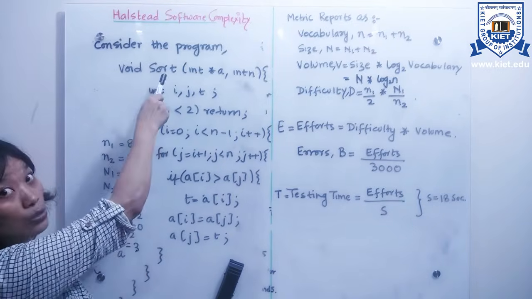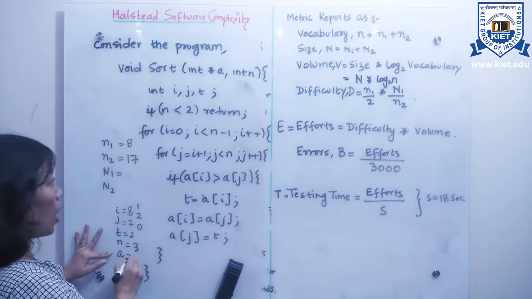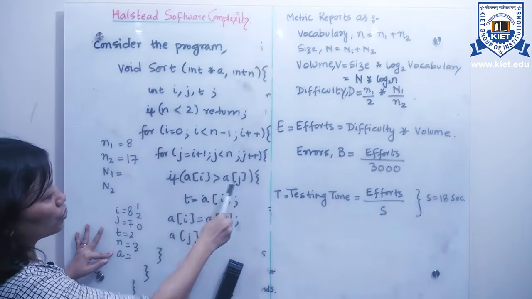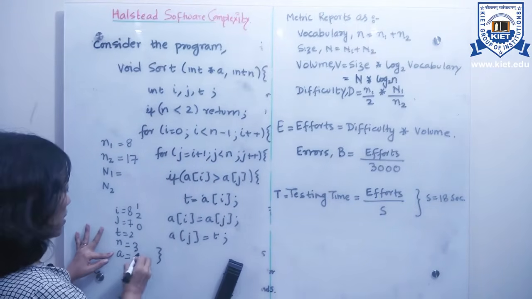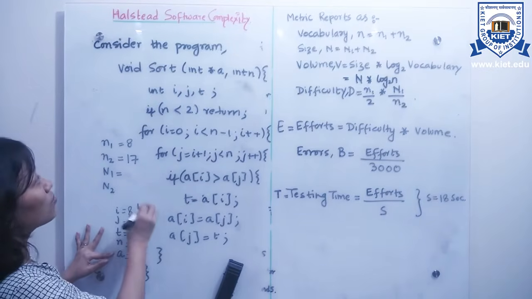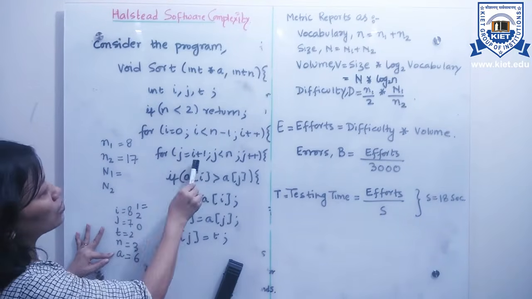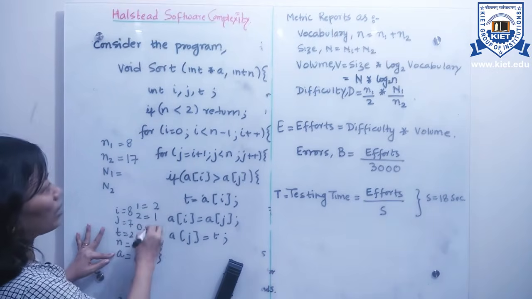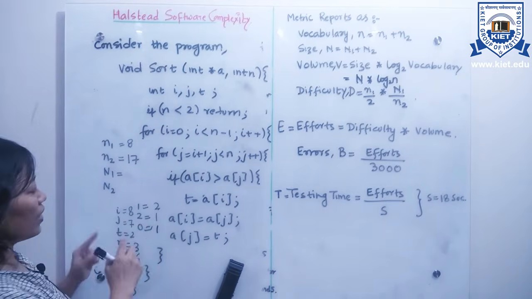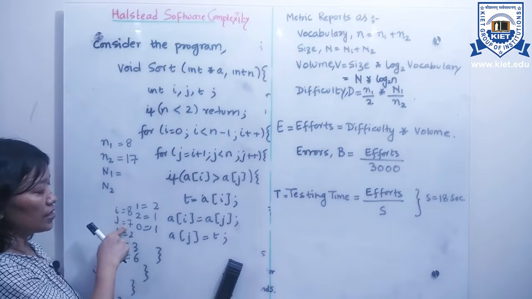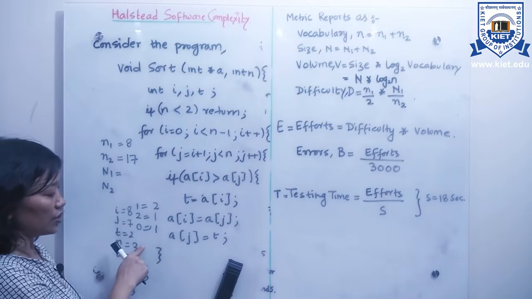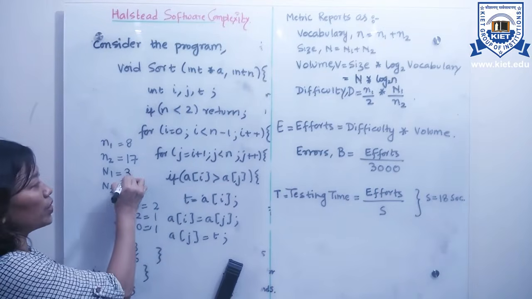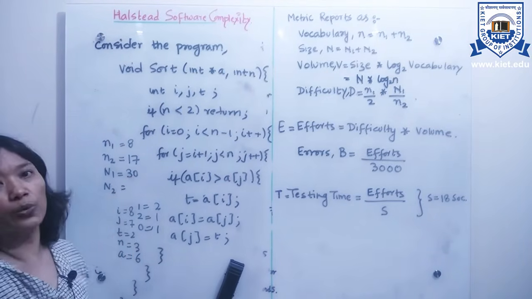If I won't count the function name, then only. How many times A comes? 1, 2, 3, 4, 5, 6. 6 times A comes. How many times 1 comes? 1, 2. 2 times. How many times 2 comes? 1. How many times 0 comes? 1. So if I calculate the total, 8, 7 is 15, 16, 17, 18, 19, 20, 26, 27, 28, 29, 30. So we can easily count the value of N1 as 30.